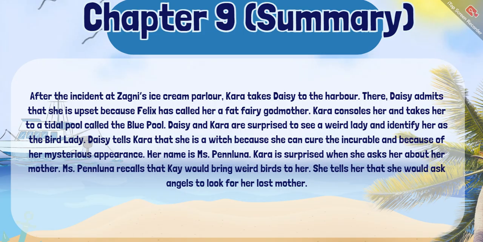Kara consoles her and takes her to a tidal pool called the Blue Pool. Daisy and Kara are surprised to see a weird lady and identify her as the Bird Lady. Daisy tells Kara that she is a witch because she can cure the incurable and because of her mysterious appearance. Her name is Miss Penluna. Kara is surprised when she asks her about her mother. Miss Penluna recalls that Kay would bring weird birds to her. She tells her that she would ask angels to look for her lost mother.